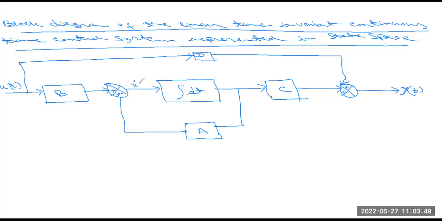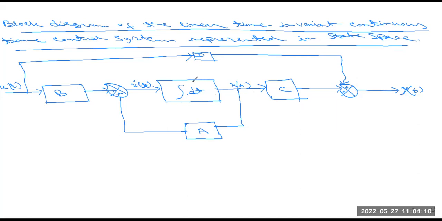This x dot (t) is the state space model for the first input. This is x(t). Okay. So this is basically the block diagram of the continuous time control system represented in the state space model.